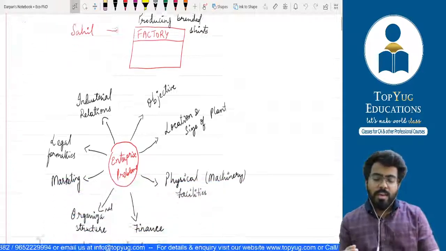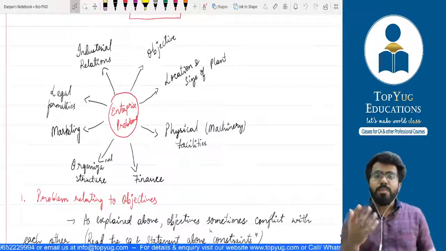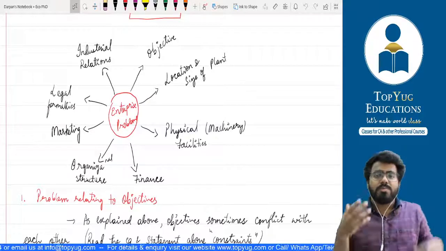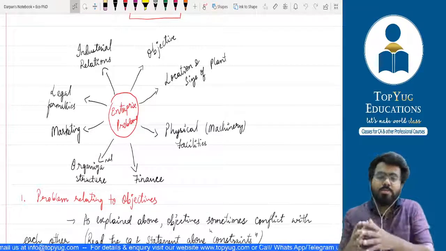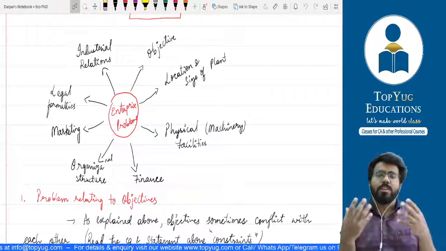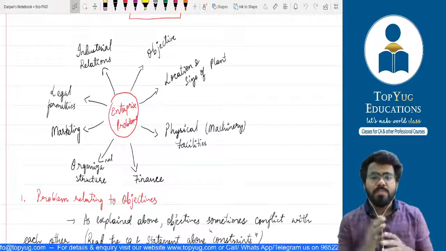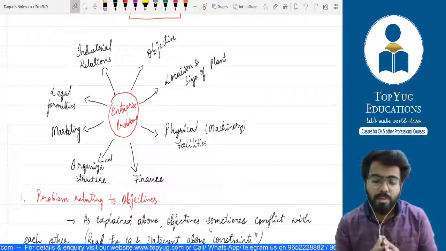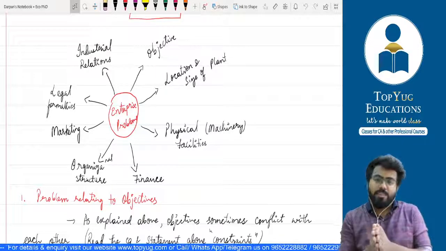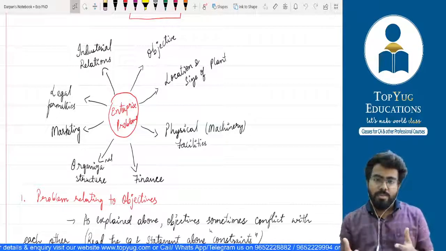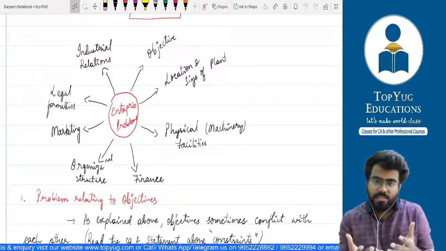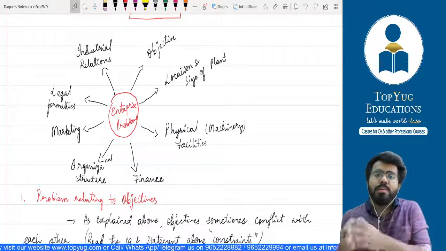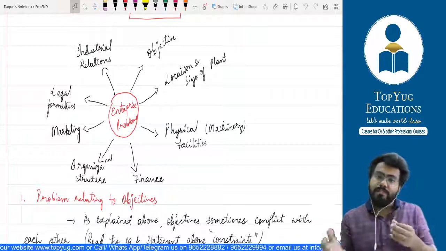What were these problems? The first problem was problems relating to objectives, right? Like we studied objectives, profit objective, economic objectives, organic objectives, marketing objectives. So these objectives can sometimes conflict, right? And then what is the next problem? The next problem is relating to location and size of plant. As to where should I locate my factory? मैं कहाँ सेटअप करना चाहिए फैक्ट्री? Should it be near to the source of raw material or should be near to the market where I want to actually sell it, right?